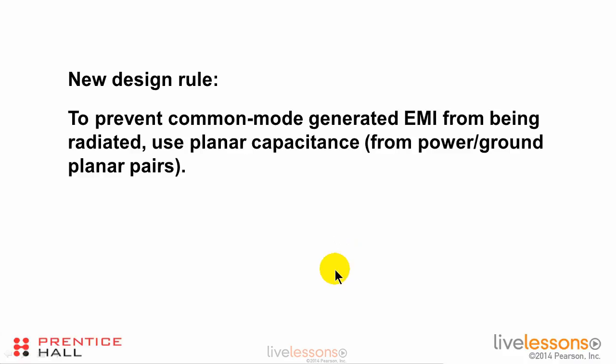And that leads to a new design rule. To prevent common mode generated EMI from being radiated, use planar capacitance. And that comes from power and ground planar pairs. Our first primary design rule was route every trace as close as practical to a continuous related underlying plane. The second major design rule is use planar capacitance from power and ground planar pairs.